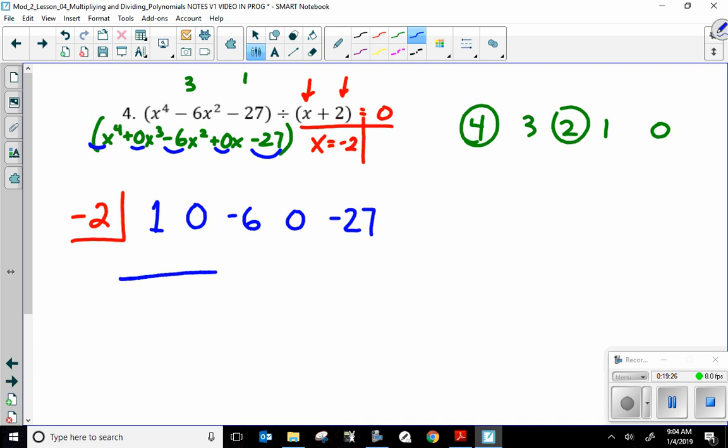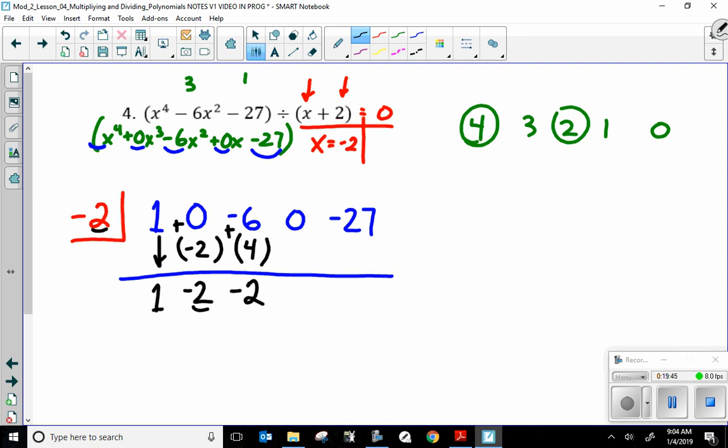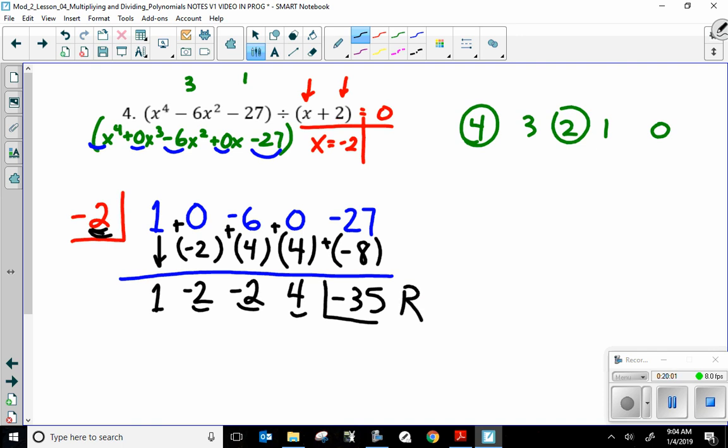Okay, and I'm going to draw my line. And I'm going to start this like I did everything else by dropping the first term. 1 times negative 2 is negative 2. When I add those, well, I get negative 2. Negative 2 times negative 2 is positive 4. When I add those, I get negative 2 again. Okay. Negative 2 times negative 2 is positive 4. If I add those, I get 4. 4 times negative 2 is negative 8. And if I add these, I get negative 35. I have a remainder this time, and that's fine. We know how to write remainders, okay?